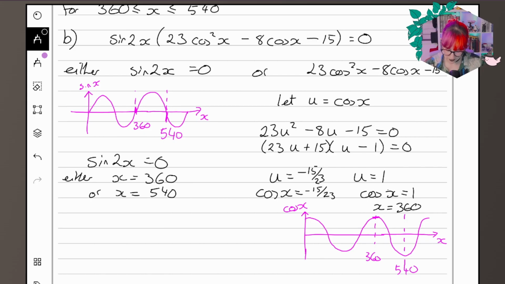Which is the same answer that we already had before. And then the other one we have is cos of x is minus 15 over 23. So we'll do x is cos inverse of 15 over 23. But that's not going to give us the right region.